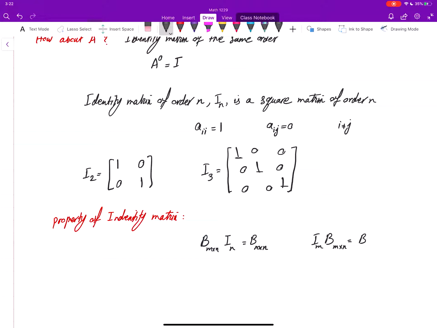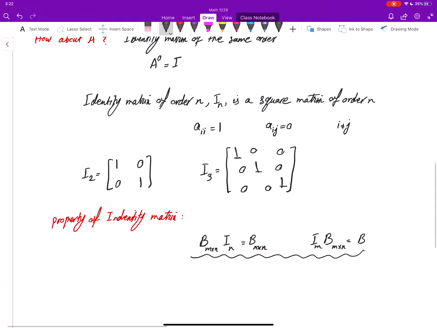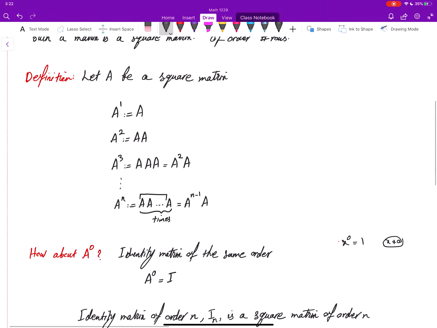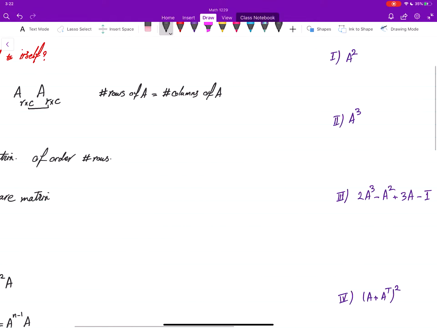So the identity matrix works like 1. You multiply 1 to any number, you get back the same number, yes? So this is the key and actually characterizing property of the identity matrix. Okay, let's do some examples for the powers.